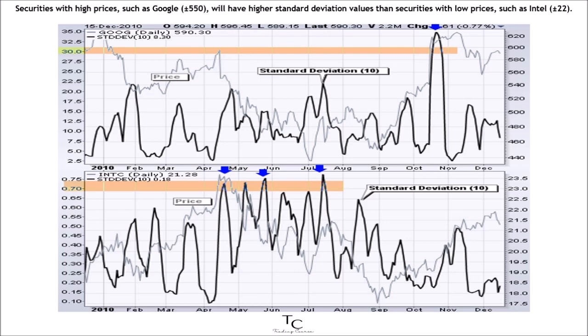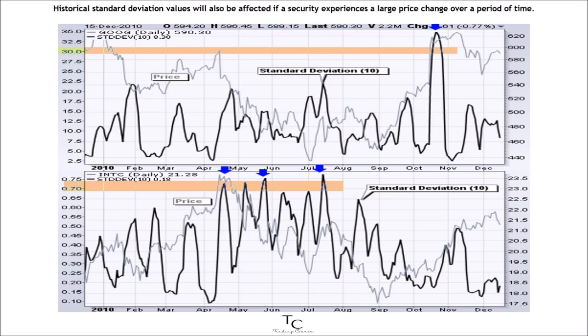Securities with high prices, such as Google, whose price is plus or minus 550, will have higher standard deviation values than securities with low prices, such as Intel, whose price is plus or minus 22. These higher values are not a reflection of higher volatility, but rather a reflection of the actual price. Standard deviation values are shown in terms that relate directly to the price of the underlying security.